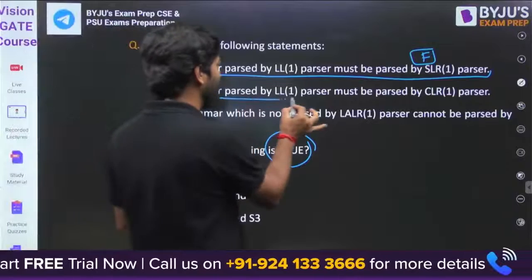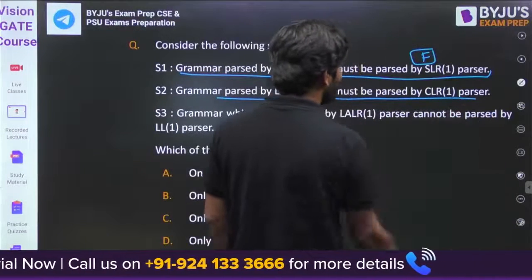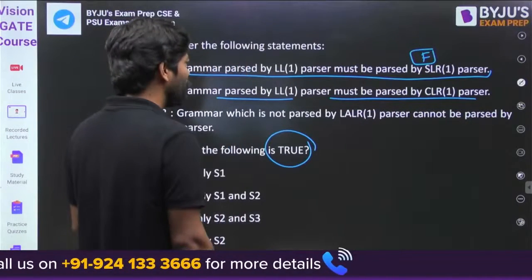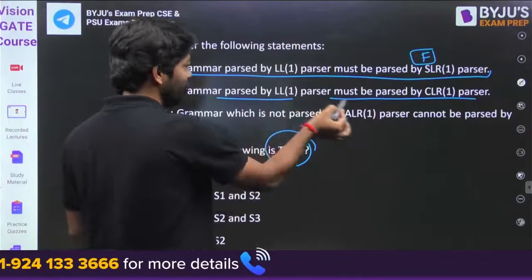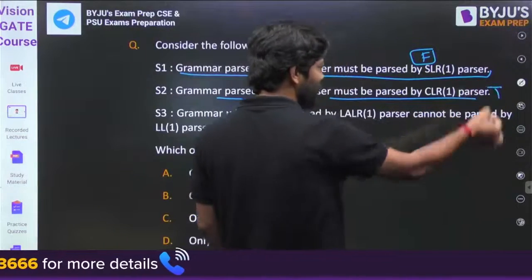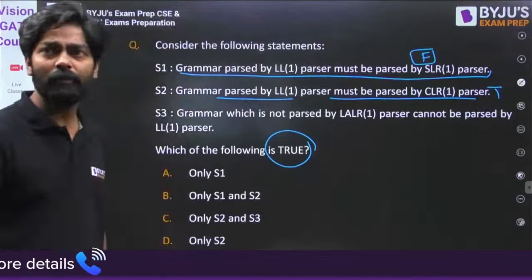Grammar parsed by LL1 parser must be parsed by CLR1 parser. Is it true? Yes, it is definitely true. If the grammar is LL1, definitely it is CLR1.